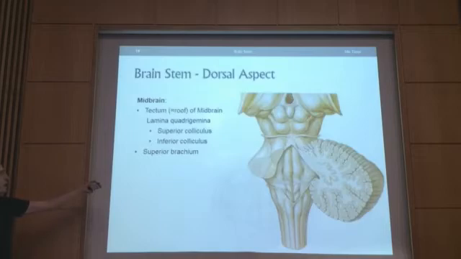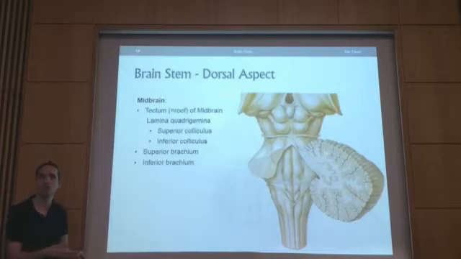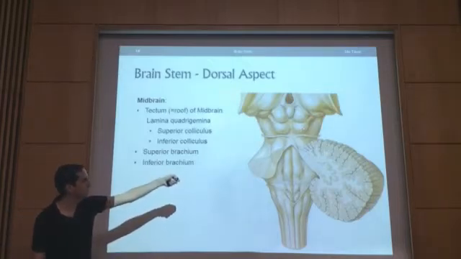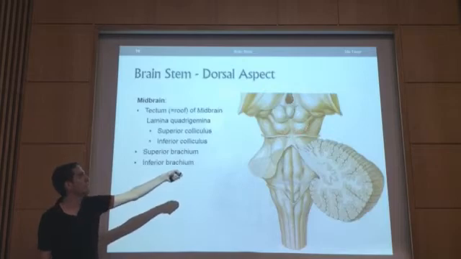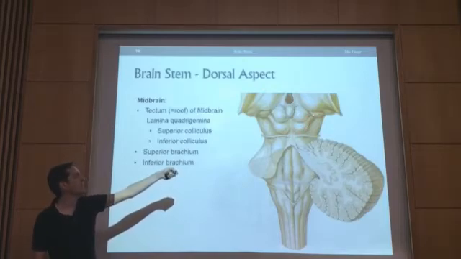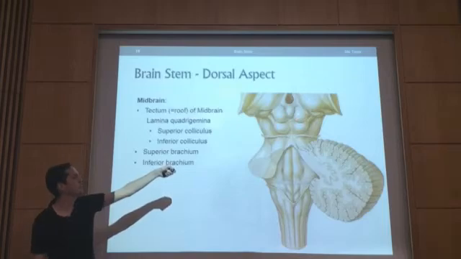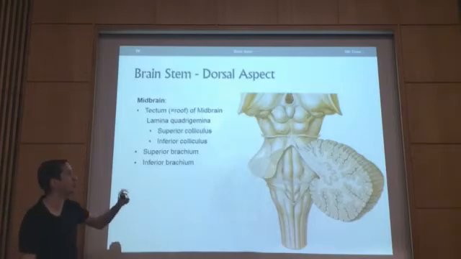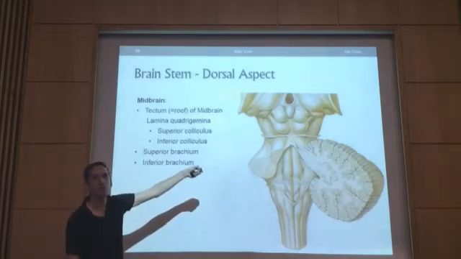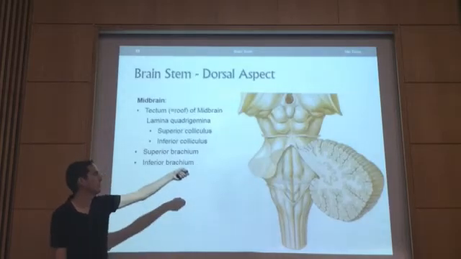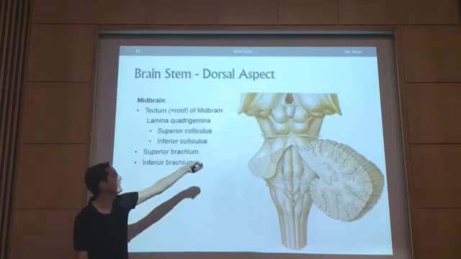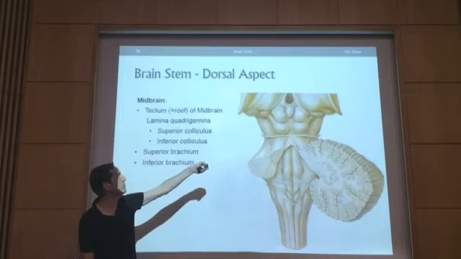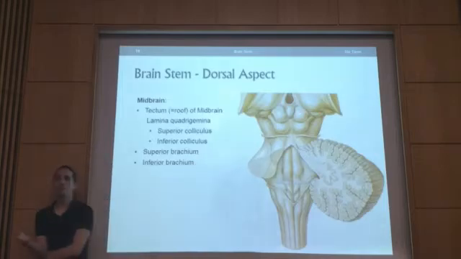And not surprisingly, if we have a superior brachium, we also have an inferior brachium. And we actually can see the inferior brachium here. So this is the inferior colliculus, part of the auditory system. It is connected to the medial geniculate body through this inferior brachium. So the inferior brachium is wider, but it is also shorter than the superior brachium because the medial geniculate body is closer to the tectum, because it is medial. So this is the inferior brachium, and the superior brachium is hidden. It connects the superior colliculus to the lateral geniculate body.